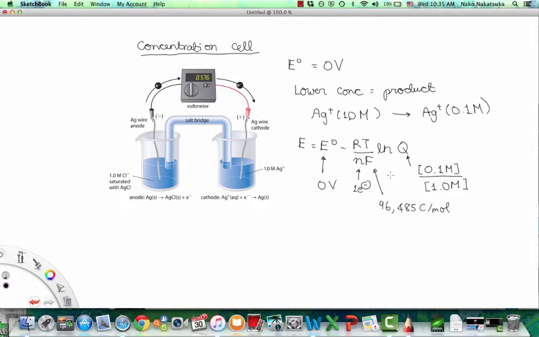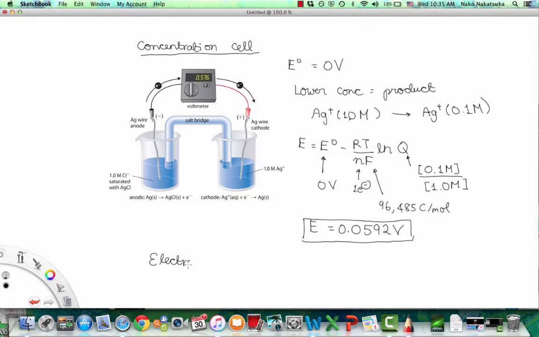And since it's at standard conditions, temperature is just 25 degrees Celsius converted to Kelvin. And when you actually do this yourself, you're going to end up with a value for the cell potential. And in this case, it's going to be 0.0592 volts. So you can try this yourself and see if you get the right answer. But as you can see, you can also create these cells by using different concentrations on both sides of the same element.